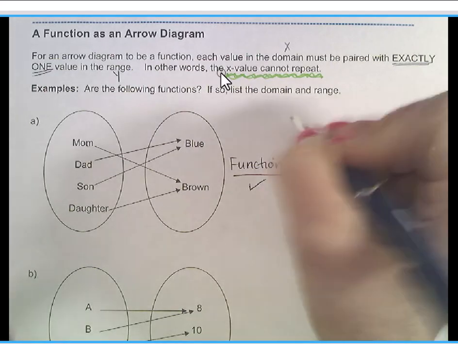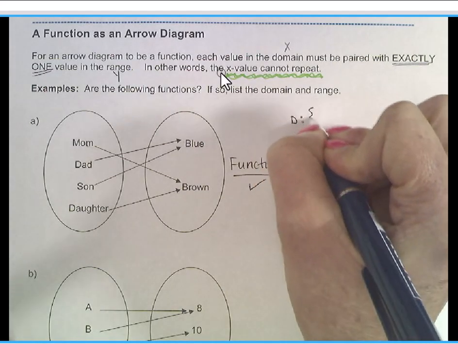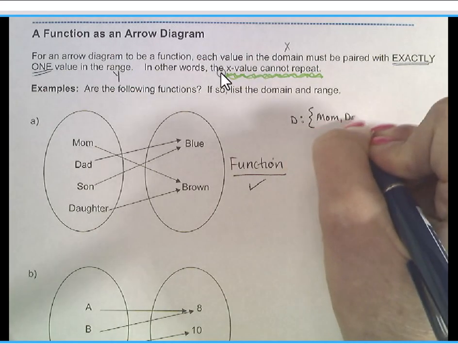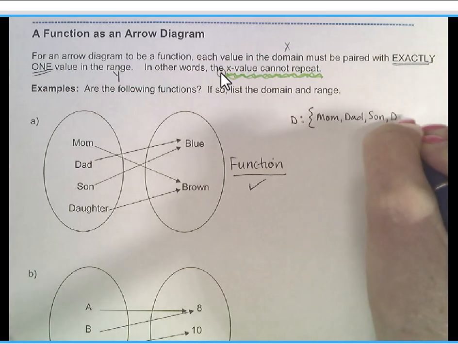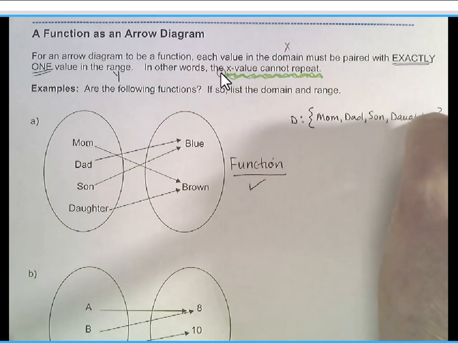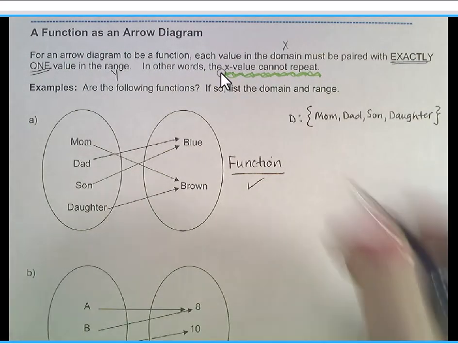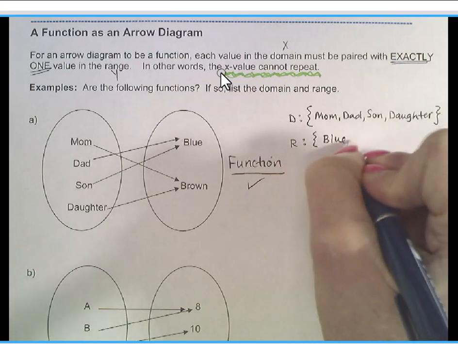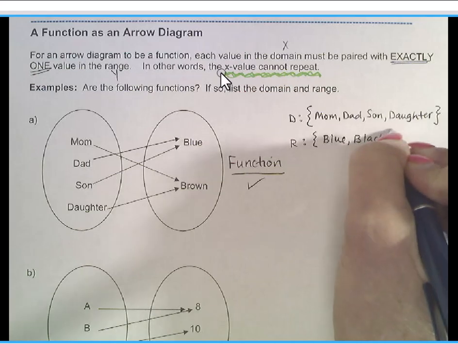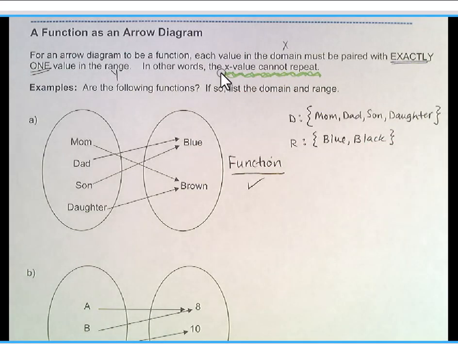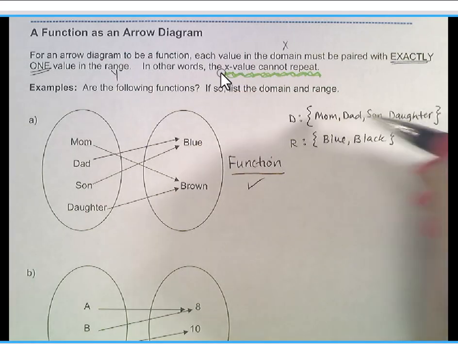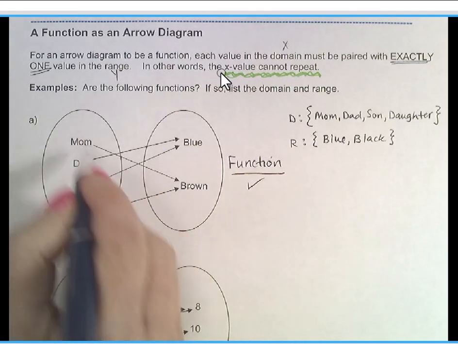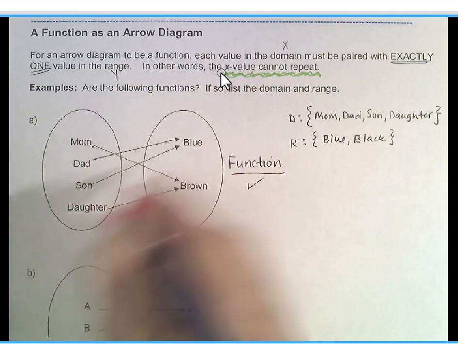Yes. So we have to list the domain and the range. For the domain, it's going to be a set. It's just the people: mom, dad, son, daughter. That's what your input would be, your domain. And then the range, or your output, would be the eye color. Now you notice there's only 2 eye colors, but lots of people have the same eye color. There's a lot of people with brown eyes, a lot of people with blue eyes, but there's not very many people that have 2 different eye colors, right? So for this to be a function, every person has one arrow coming out of them. So that one's a function.